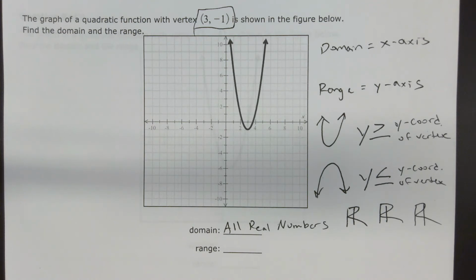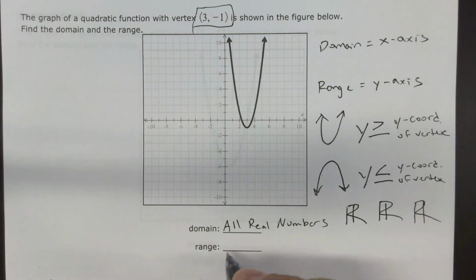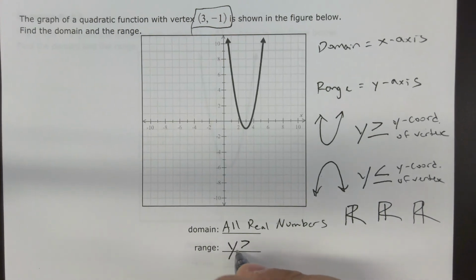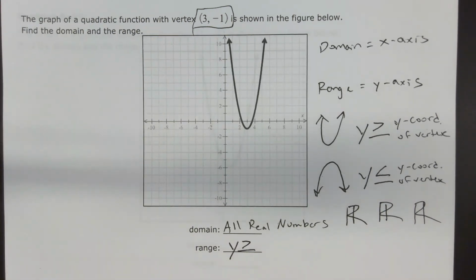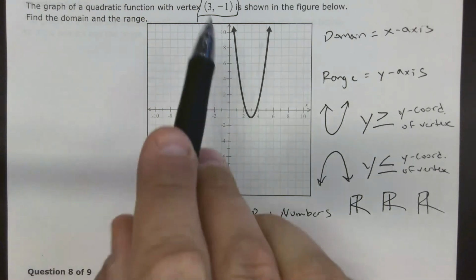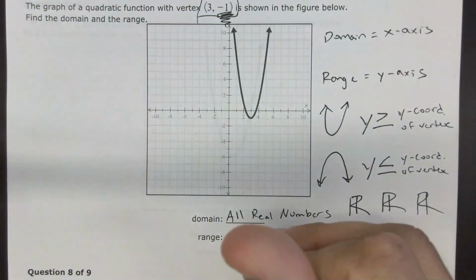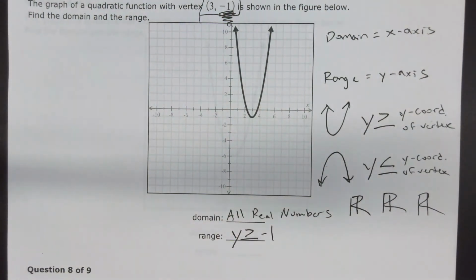So first off, does this graph open up or down? Up. So because it opens up, its y is greater than or equal to, what's the y coordinate of our vertex? We're looking at this number right there. And there's your range.